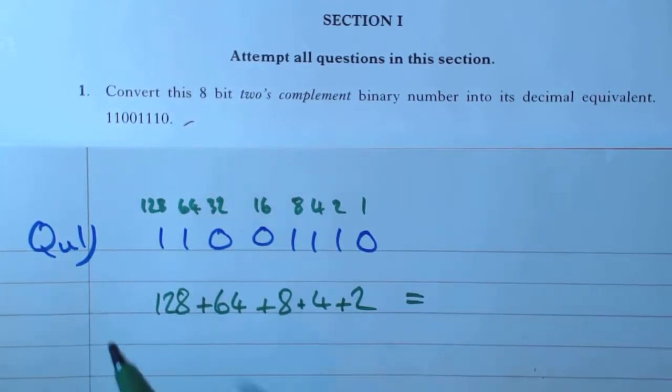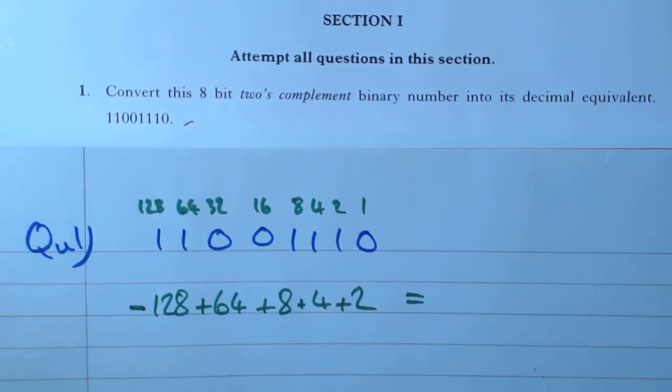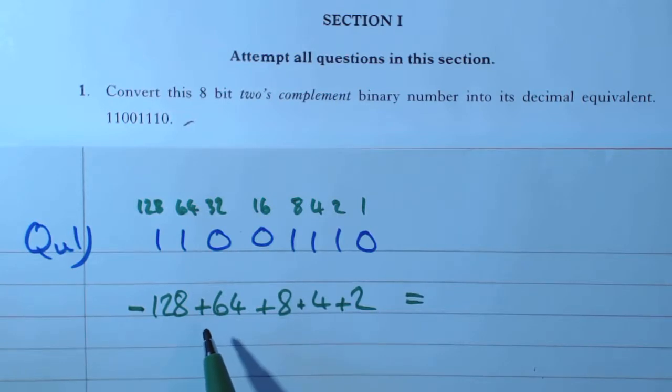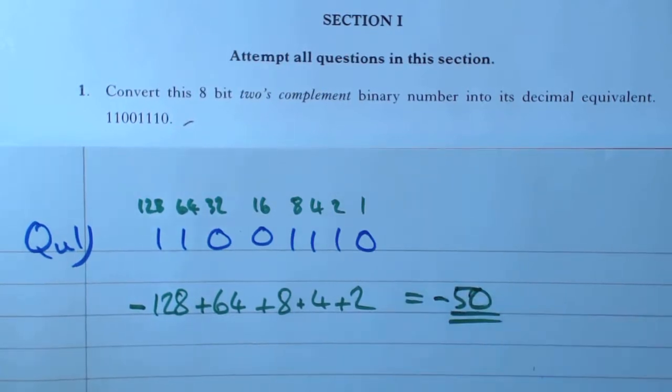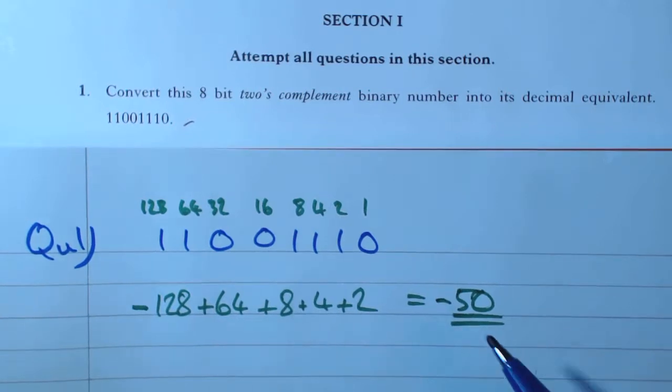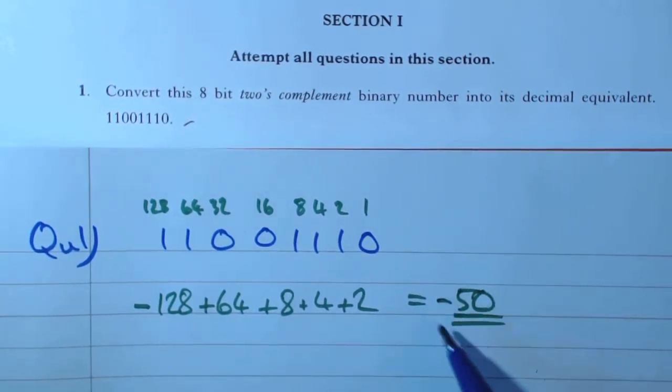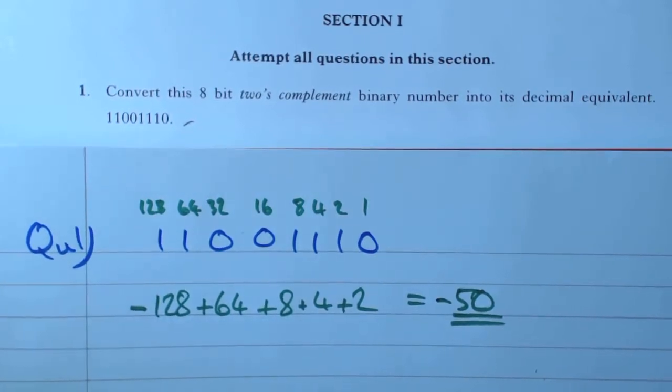Oh, it's different. It has to be a minus number, so you just put a minus there. So it's minus 128 plus 64 plus 8 plus 4 plus 2. And when you put that in your calculator, that's minus 50. If you wanted to prove it, and you don't need to do this in the exam, you could get minus 50 and then work out your two's complement with that. So make that positive 50, flip it, add 1, and you'd end up with this. Right, so that's your question 1 done.